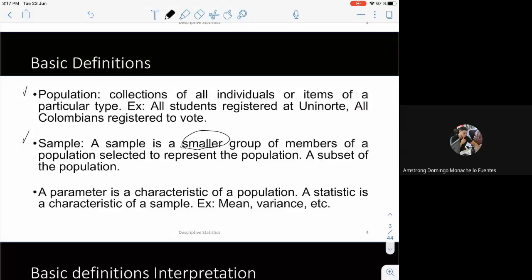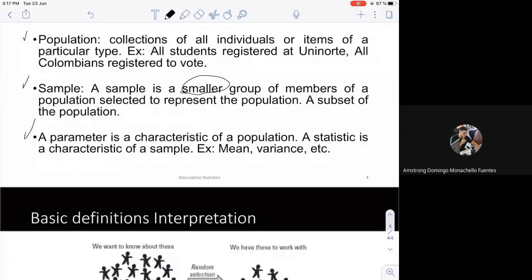A key concept here, or the third one, is a parameter. So what is a parameter? A parameter is just a characteristic that we can measure from the population. For example, as I mentioned before, if we're studying the average weight of the students at Uninorte, and we are able to measure the weight of every single student, that will be the parameter, because I'm using every single student. But as I said, that's almost impossible.